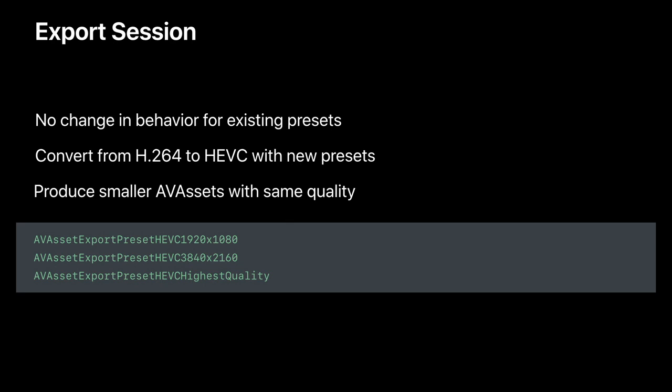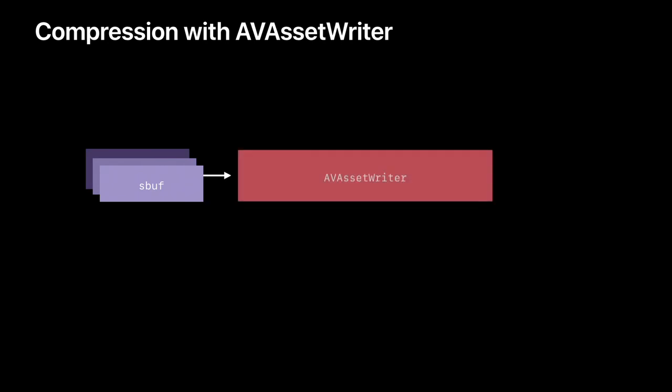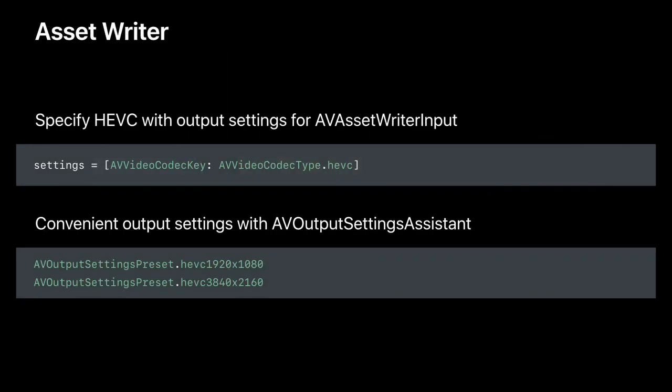Now let's move one level down the stack to compressing with AV Asset Writer. So AV Asset Writer, you're either generating the sample buffers yourself or getting them from another one of our APIs, like Video Data Output or AV Asset Reader. And AV Asset Writer is responsible for compression and file writing. Again, like I discussed previously, there's two options for AV Asset Writer. You can either explicitly set custom output settings. In this case, we're specifying use HEVC, and you can also specify your bitrate and dimensions. Or you can use one of our convenience settings. In Capture, you can use the video data output. And for general encode, you can use the AV Output Settings Assistant. We've added two new presets here that on supported devices will return HEVC output settings.